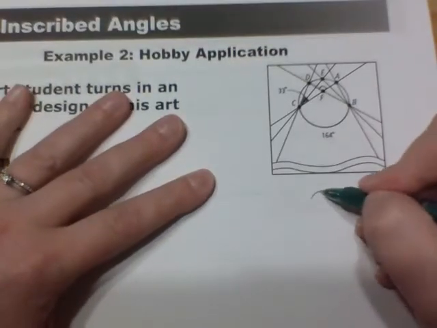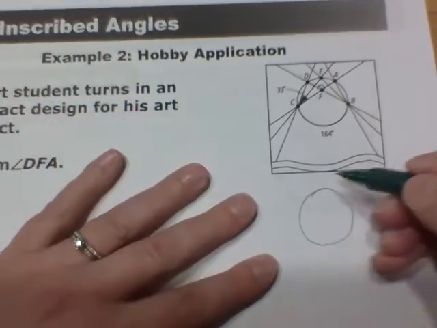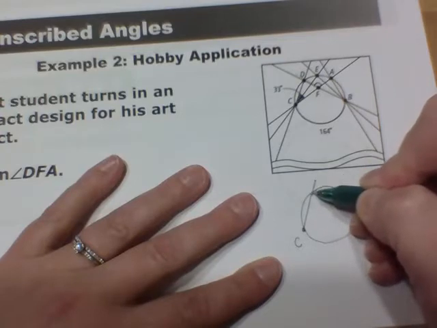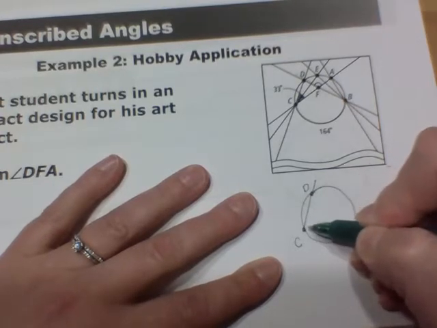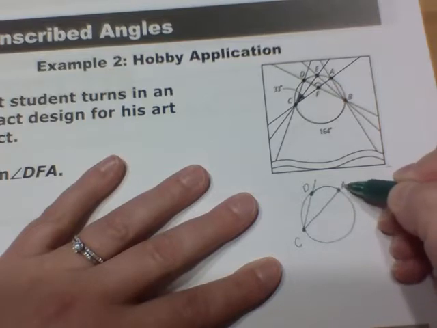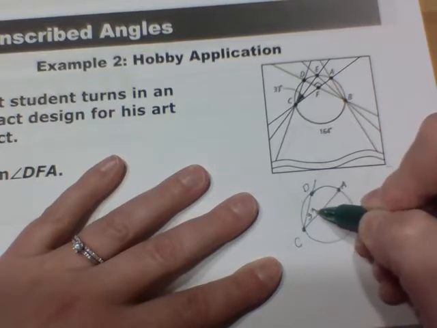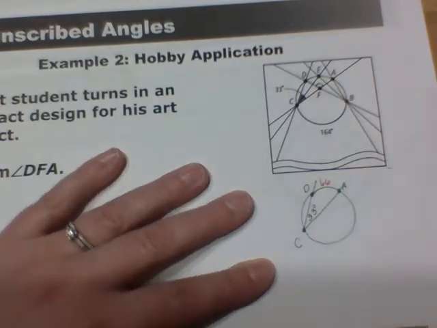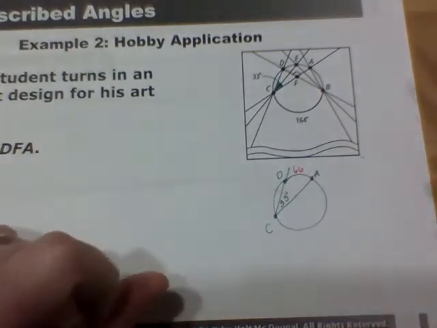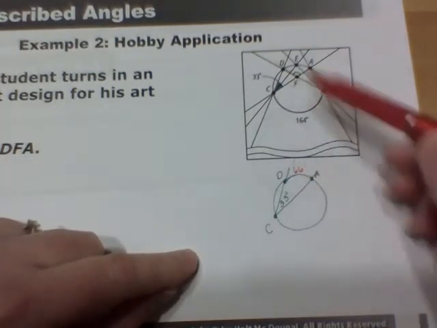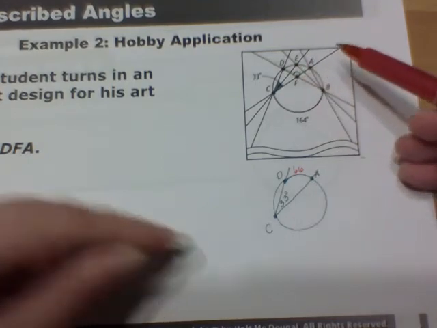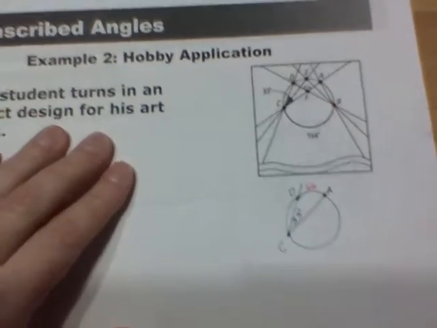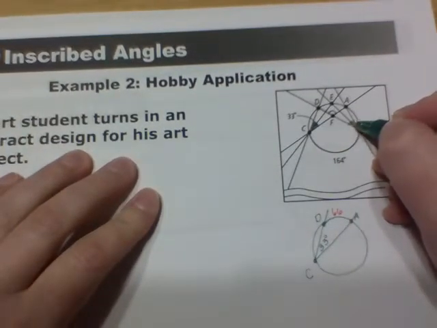So taking a step back from that picture, if this is C and it intersects, it looks like, with D, and then over here with A, if this is 33 degrees, then this out here is 66 degrees. Okay. So that intercepted arc from D to A is 66 degrees. Let's see what else we can find out. We also then know that this angle measure is 33 degrees.